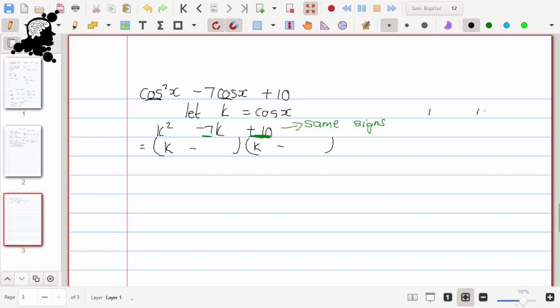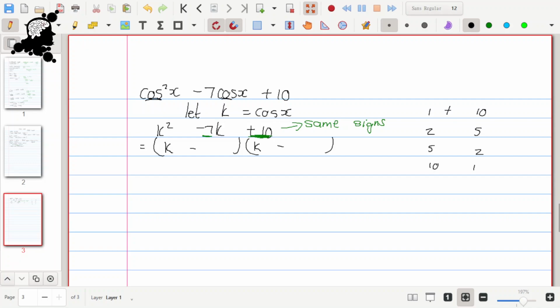We've got 1 and 10. We've got 2 and 5. We've got 5 and 2. We've got 10 and 1. Now, notice that I did not look at the negative factors because in any case, my signs are the same. If it happened that we had different signs, then the signs of the factors would also be important.